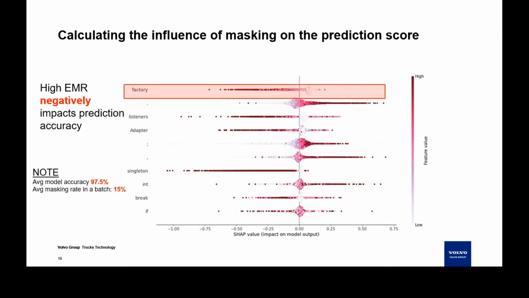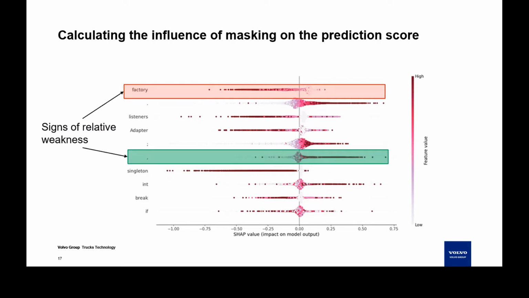Now you have to understand that the model doesn't totally collapse. It's not like the predictions go down to zero. The average prediction accuracies are still quite high, but you can see that the model does slightly worse on predicting these keywords that hold complex design ideas. So this is just a first indication that there are signs of relative weakness. That is, the model is able to understand syntactic elements much more than design elements.